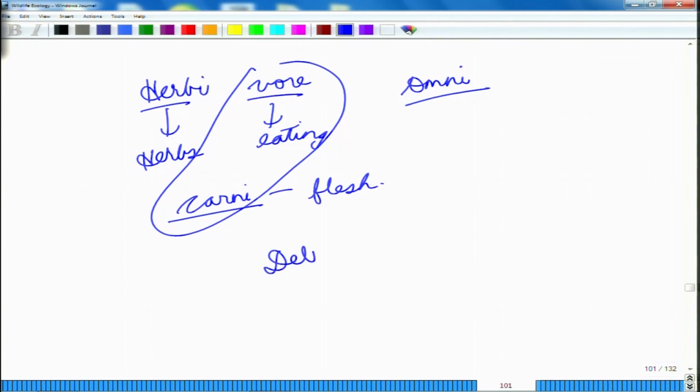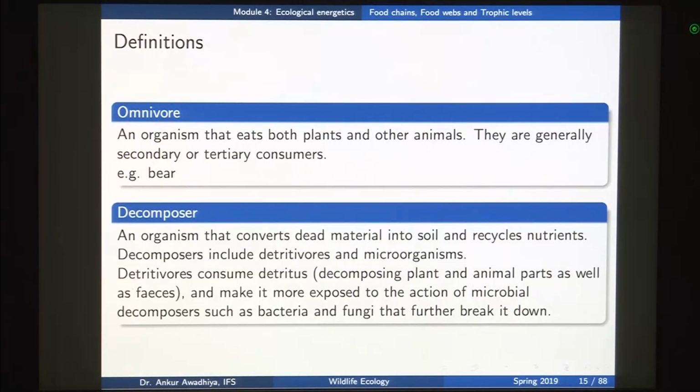When we say detritivore, here you have something that eats up the detritus. Now, what is detritus? Detritivores consume detritus, which is decomposing plant and animal parts as well as feces. So, any dead part, any decomposing part, the organisms that eat those are known as detritivores. And once they eat these up, they make it more and more exposed to the action of microbial decomposers such as bacteria and fungi that further break it down.